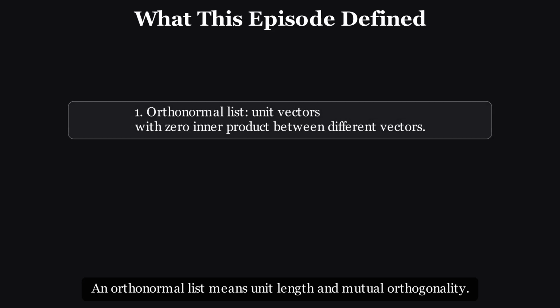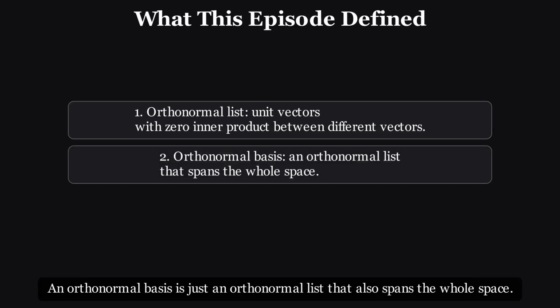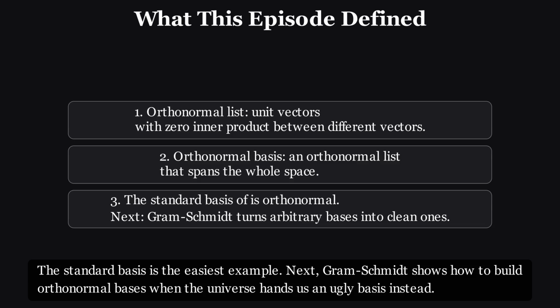An orthonormal list means unit length and mutual orthogonality. An orthonormal basis is just an orthonormal list that also spans the whole space. The standard basis is the easiest example. Next, Gram-Schmidt shows how to build orthonormal bases when the universe hands us an ugly basis instead.